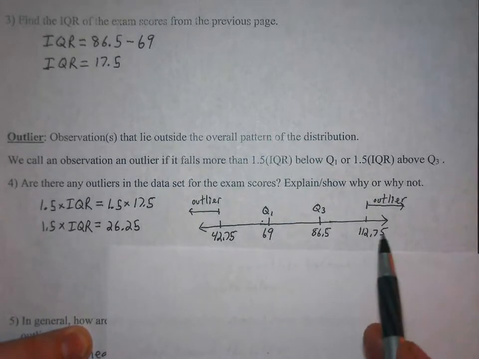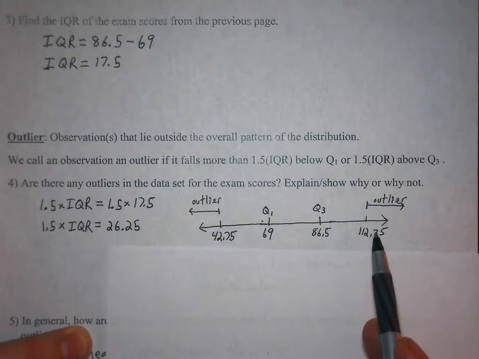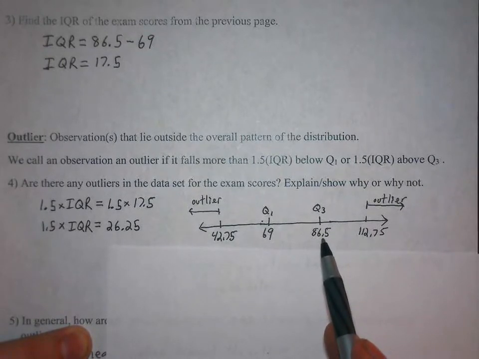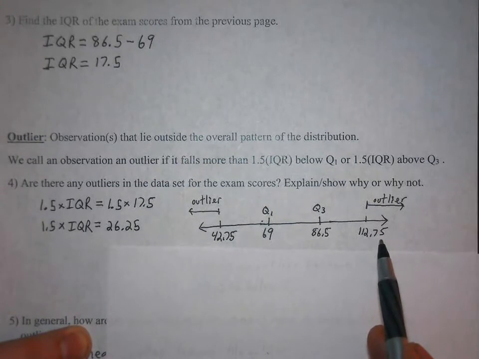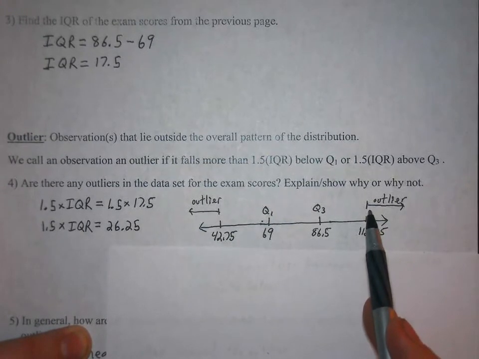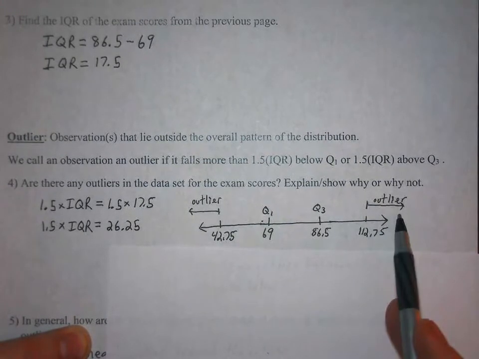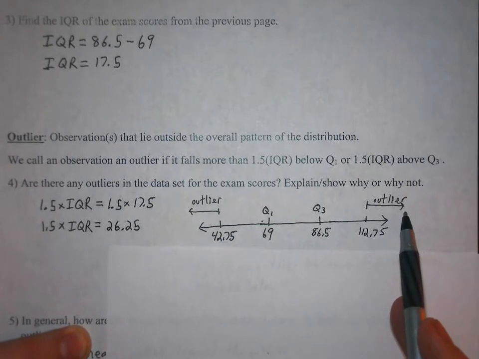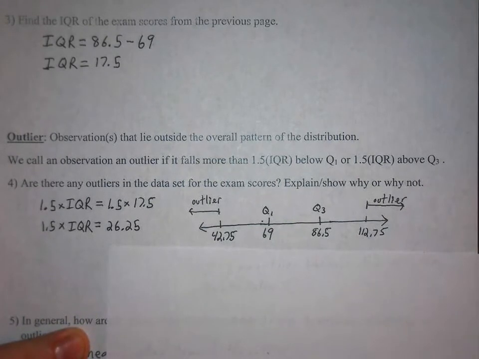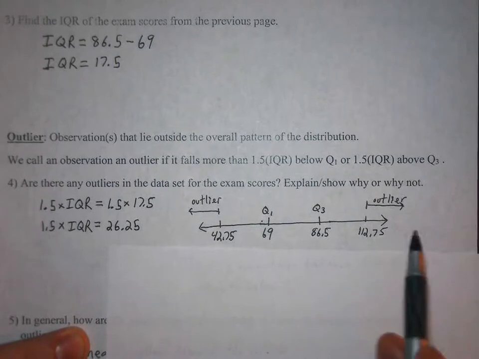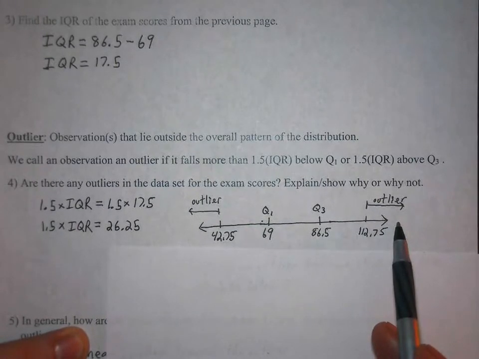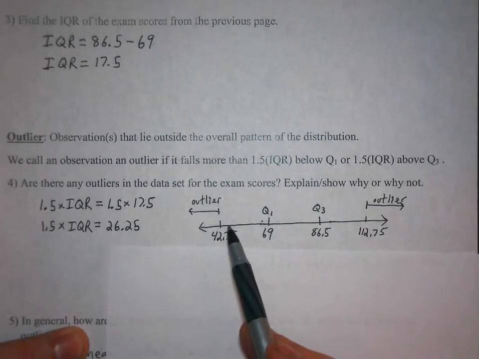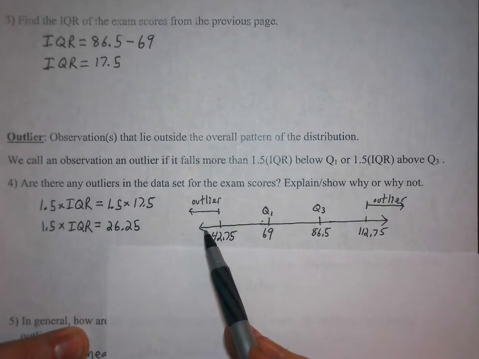And then on the other side, if you add the 26.25 to Q3, the 86.5, you end up with 112.75. And any data value more extreme or higher than that will also be an outlier. Okay, so when you go back to your data set and look at it, there are no test scores higher than 112.75, but there is a test score less than 42.75.